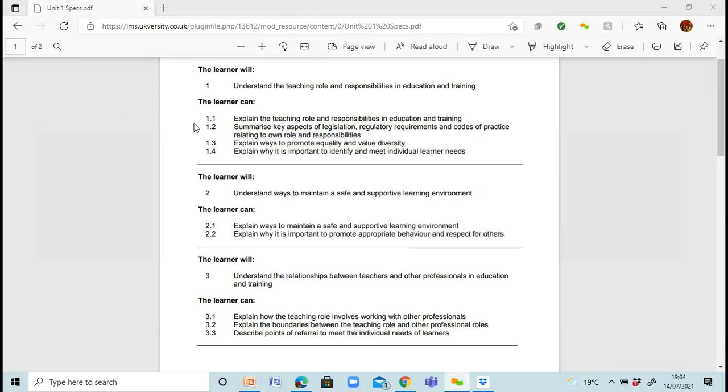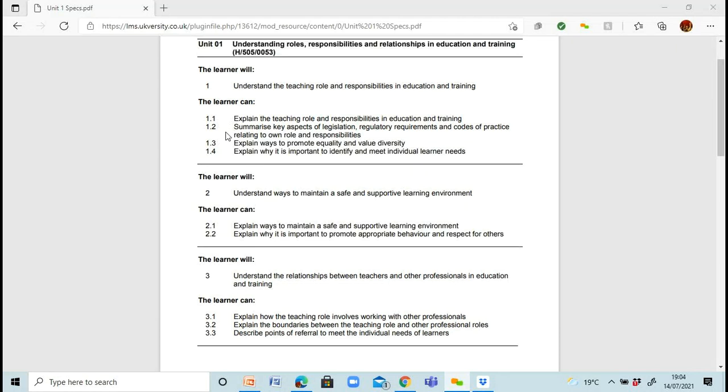Oh, I've not told you what the questions are yet, have I? So we're going to look at these 4 questions. So 1.1 is explain the teaching role and responsibilities in education and training. 1.2, summarize key aspects of legislation, regulatory requirements and codes of practice relating to your own role and responsibilities. 1.3, explain ways to promote equality and value diversity. Okay. And 1.4 is explain why it is important to identify and meet individual learner needs.